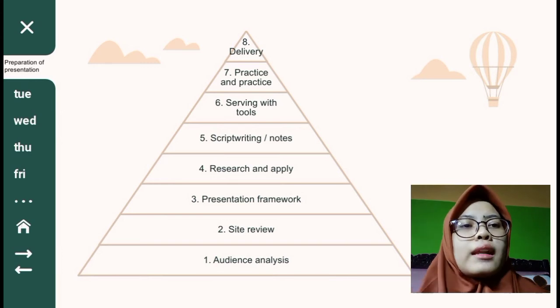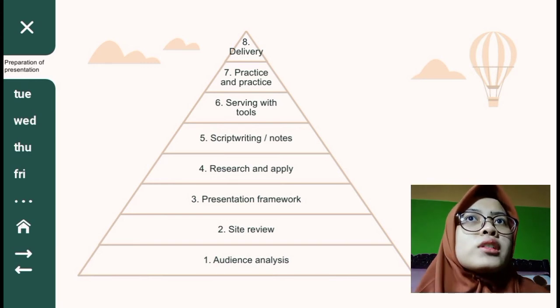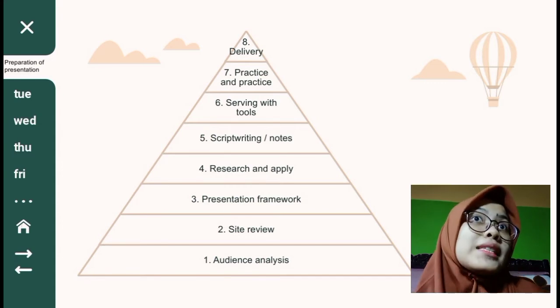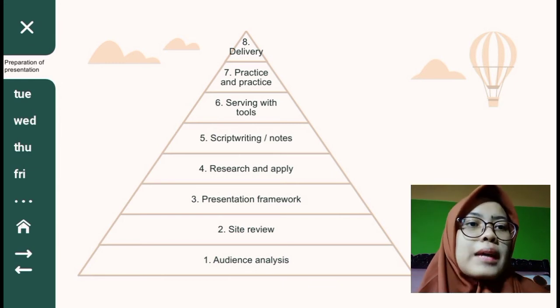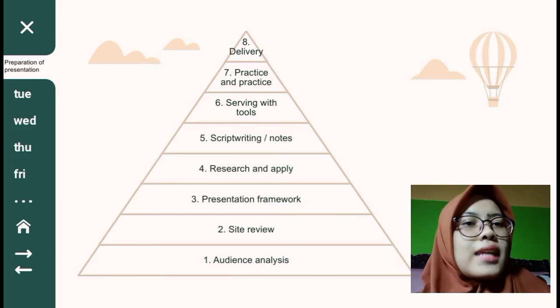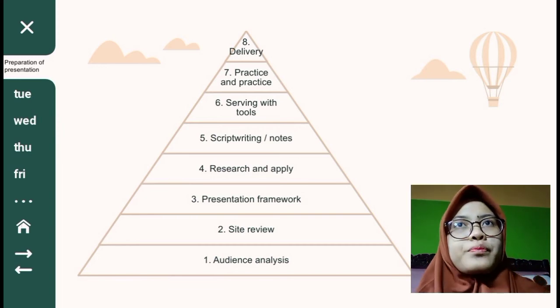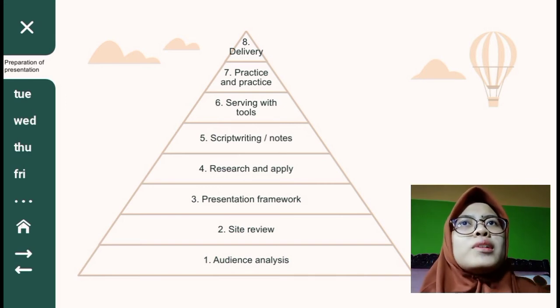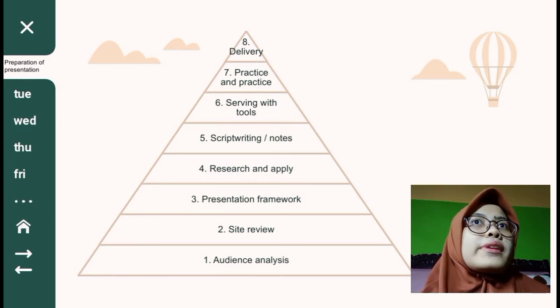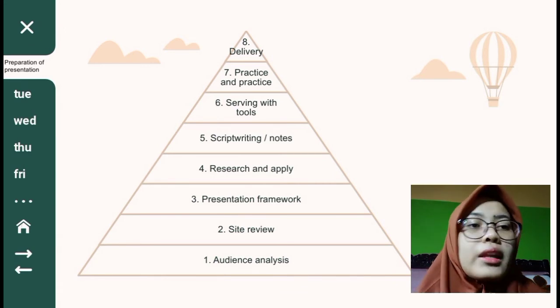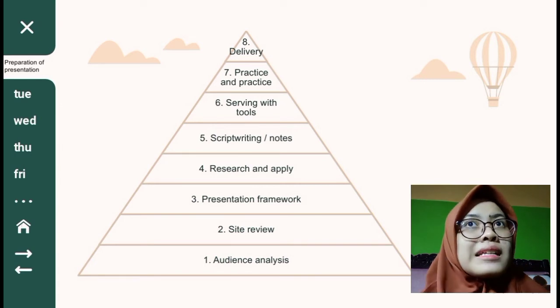Fourth, research and analysis. In this point, it is more directed to the presenter's ability in mastering the 3 steps previously, namely audience analysis, site review, and presentation framework. And the next one is script writing or notes. It means that the presenter makes a PPT slide, transparent sheet or flipboard, video, and so on to help the presenter in presenting the topic.